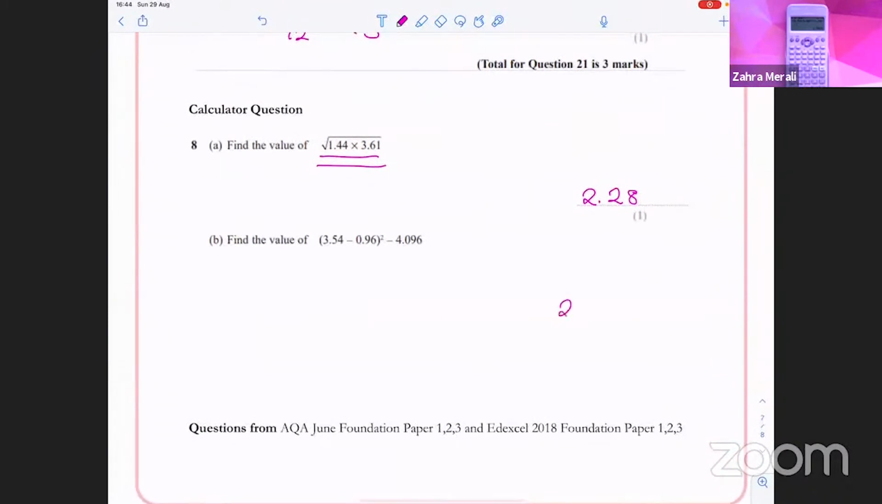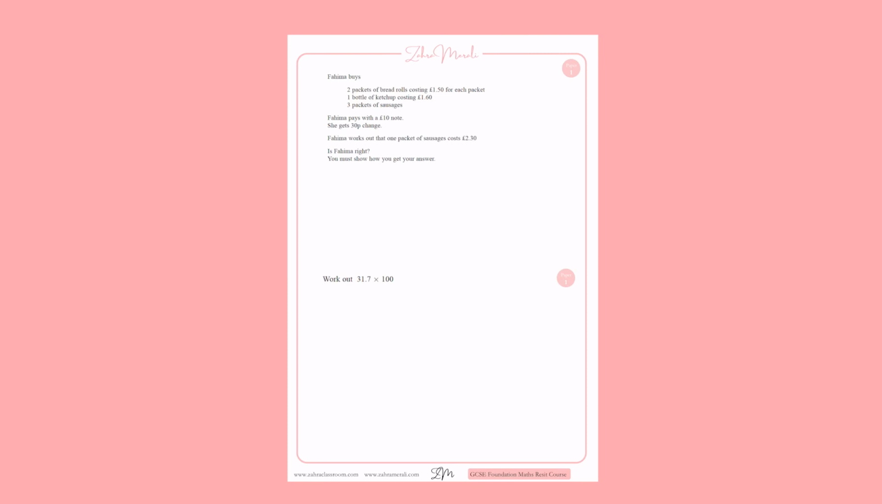Right, so 2.5604. The next question's from paper 1. So now we're in non-calculator world, and so we're going to be manually doing the calculations. Right, we've got Fahima buys 2 packets of bread rolls, 1 bottle of ketchup. We ticked how much money she spent and what her change was. And we've got some information missing. So let's work through it.